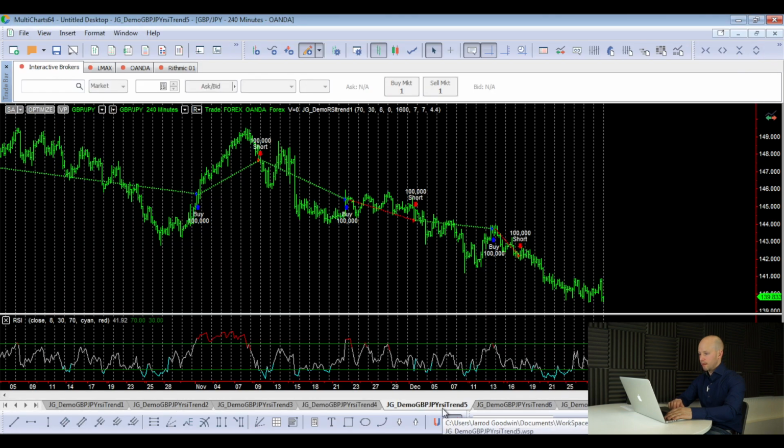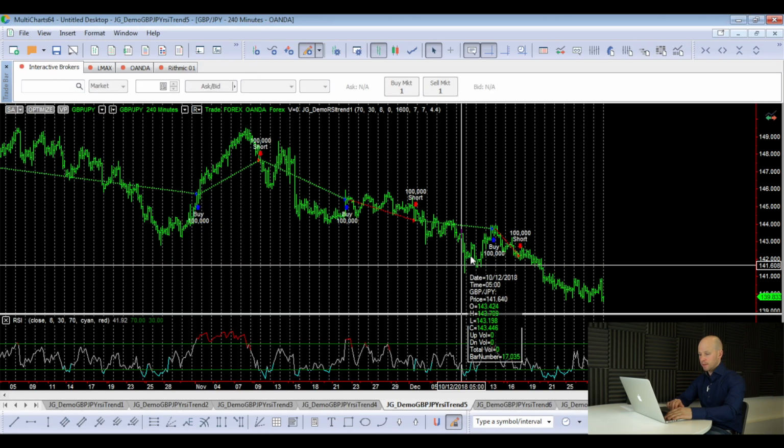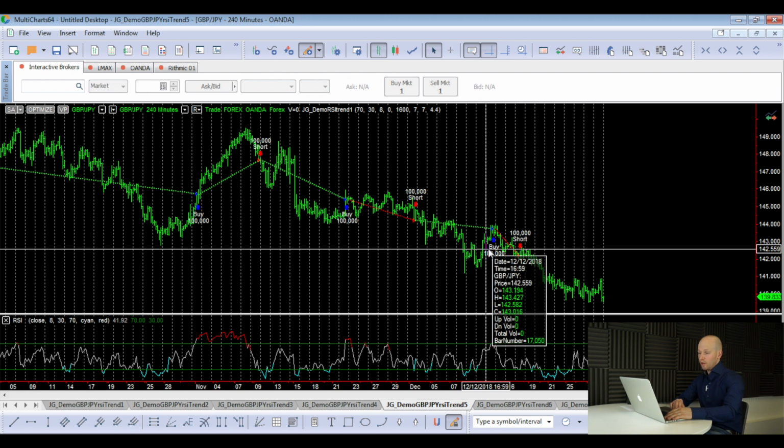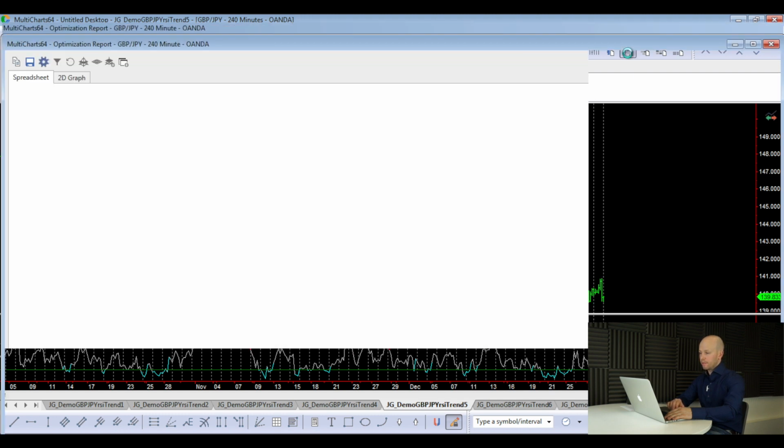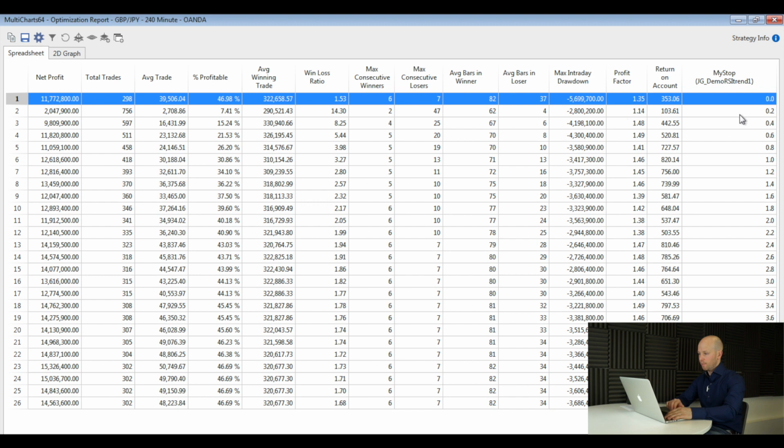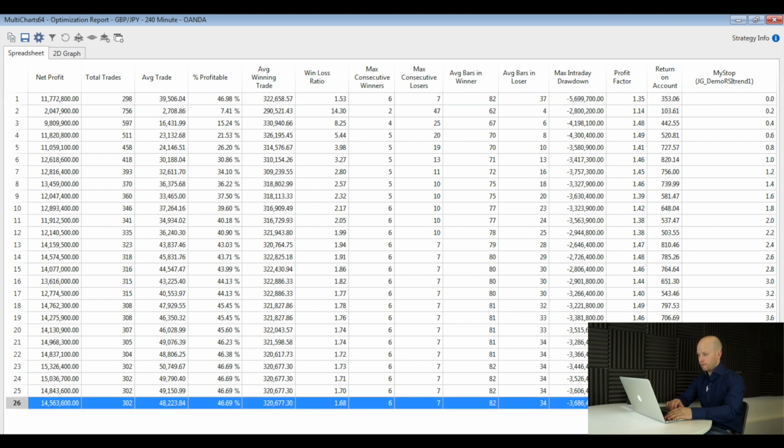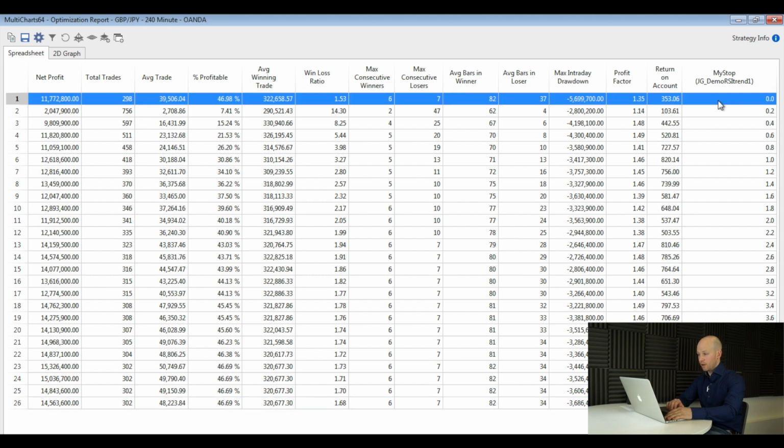I've already said that I like using fixed pip stop losses. They just work quite well. So let's have a look. I optimized this from no stop loss at all, which is 0, through to 5. Now that's actually 500, so it's 500 pips we're looking at. Interestingly, on this strategy, the stop loss actually improves performance, which is not always the case. We tend to lose performance a lot of the time, but in this particular case, the stop loss does improve.